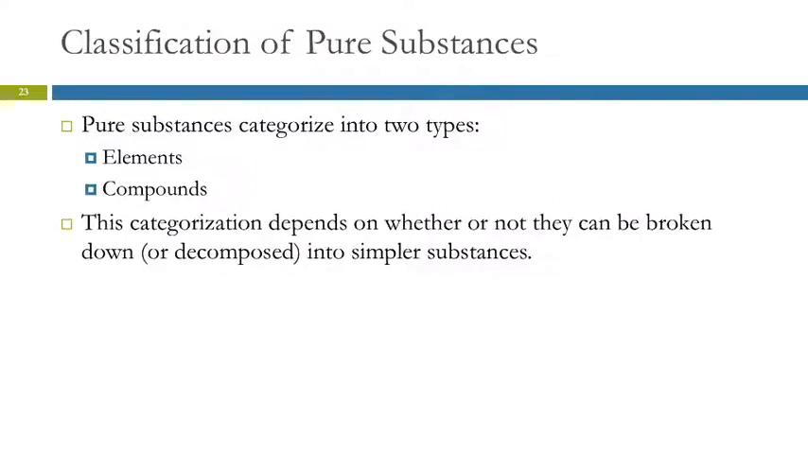Those pure substances can be broken down into two categories, elements and compounds. And this has to do with whether you can take those molecules or atoms, those smallest particles, can you divide them into two simpler substances or not?